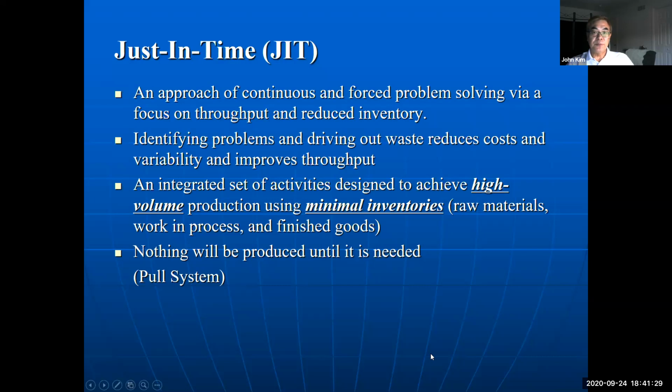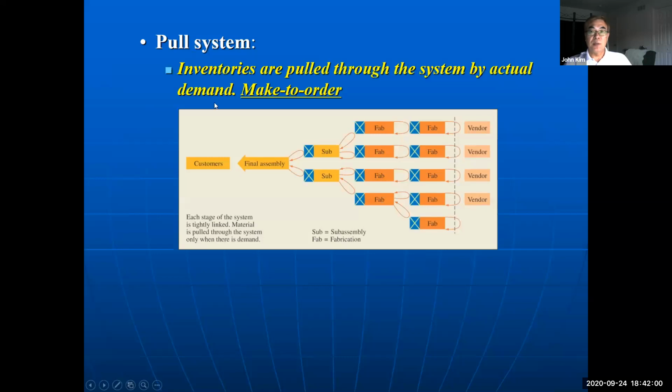And the JIT system is a pull system. Just in time is a pull system, and this one is a make to order system. So nothing will be produced until it is needed. So when a customer places an order, then this process or system starts, and it is a pull system. A pull system is where inventories are pulled through the system by actual demand, a make to order system.